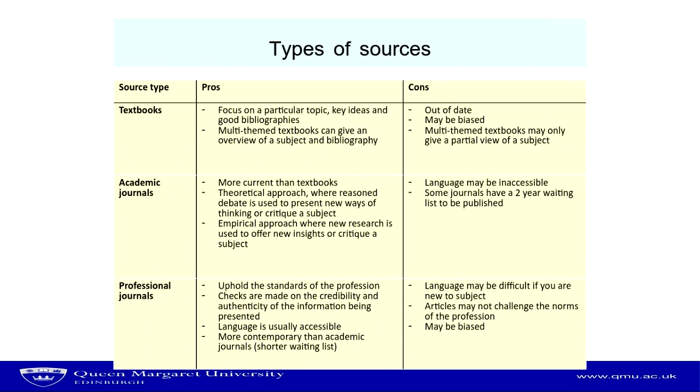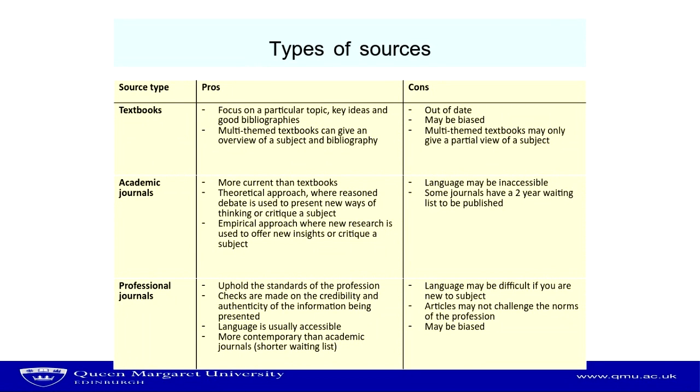Next in the list, we have academic journals. These are more current than textbooks. They often take a theoretical approach, where reasoned debate is used to present new ways of thinking or critique of a subject. They often take an empirical approach, when new research is used to offer new insights or critique of a subject. The cons include that the language might be inaccessible, and some journals have a 2-year waiting list to be published.